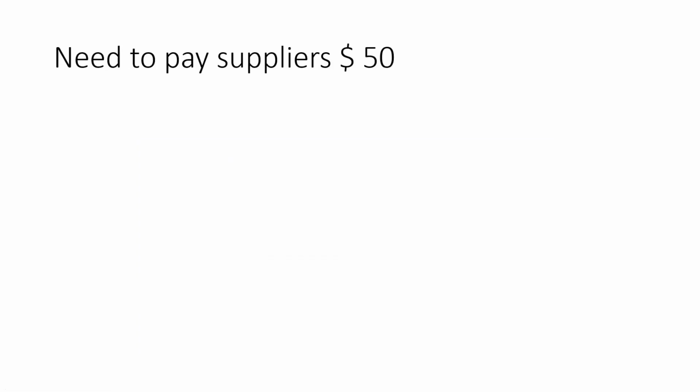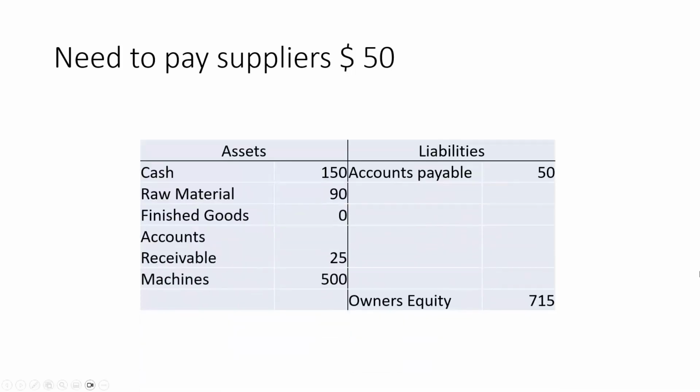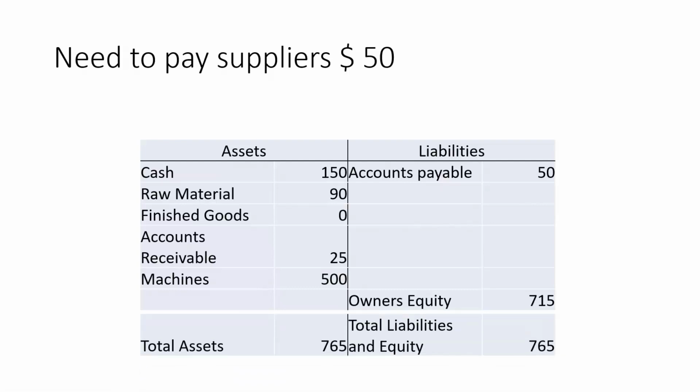Now let's assume, remember we had that credit for $100, let's assume we pay $50 of it. So now accounts payable decreases to 50, and our cash that was 200 has decreased to 150. In short, the entire balance sheet has shrunk by $50 from 815 to 765.